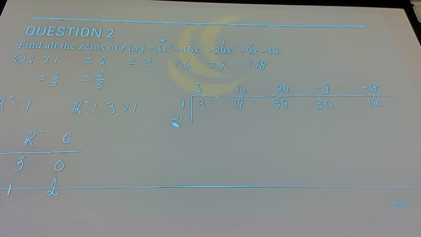Let's try negative 1 now. Three times negative 1 plus 16 times negative 1 plus 20 times negative 1 plus negative 9 times negative 1 plus negative 18. Oh, we were so close. But that's not a 0.